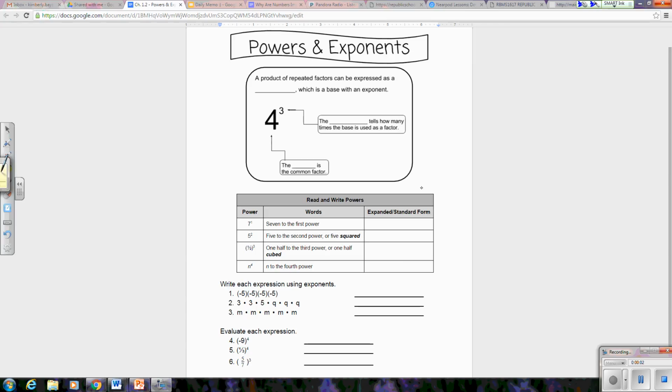All right, now you've watched the video in Canvas. So now you're going to watch this video while you take some notes over powers and exponents.